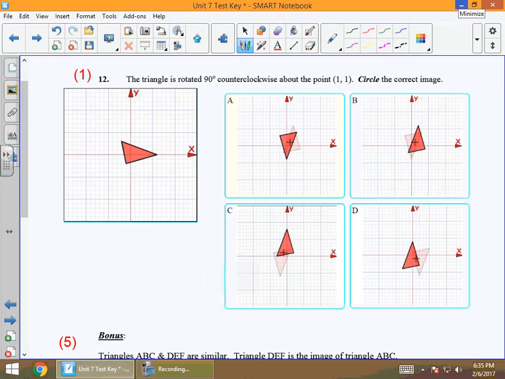And here is page 4. Page 4 is worth 1 point. However, the bonus was worth 5, and it was an all or nothing problem. So let's go ahead and answer question number 12.